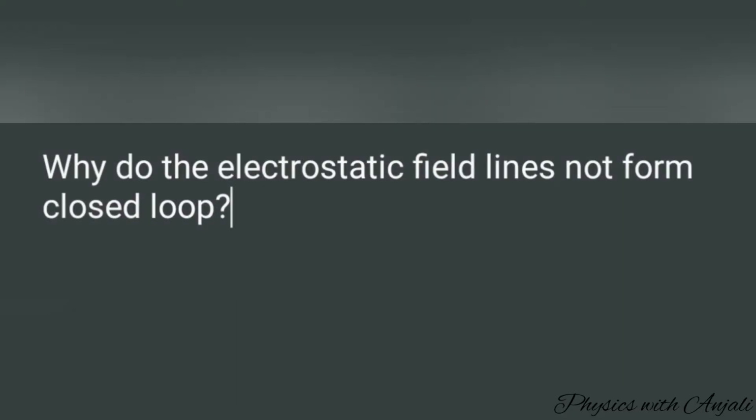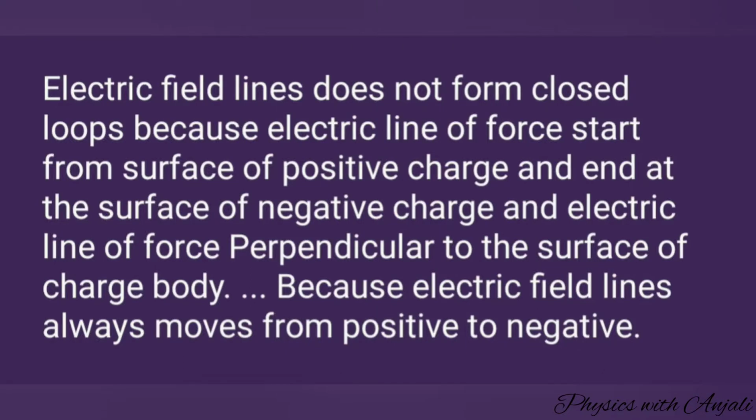First question is a 1 mark question. Why do electrostatic field lines not form closed loops? The electric field lines do not form closed loops because they always start from a positive charge and end in a negative charge. If there is no negative charge near a positive charge, the electric field lines may end at infinity. So it always moves from positive to negative. It is always continuous. It cannot form a closed loop.